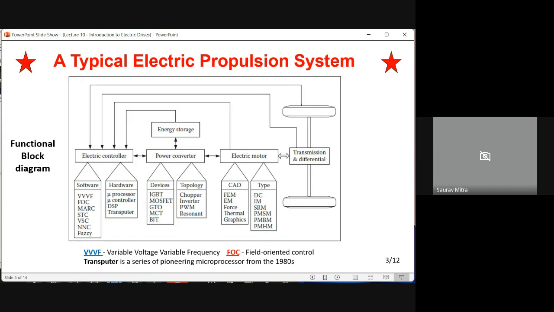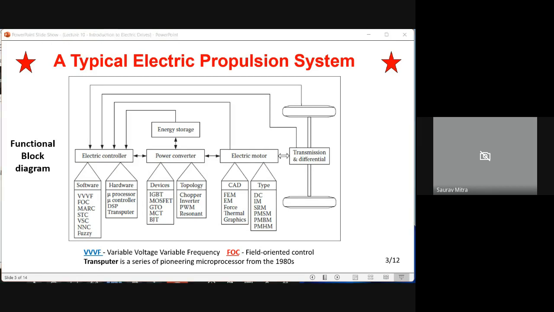We are using devices such as the MOSFET. The MOSFET has a gate terminal that is triggered, and for the triggering we have to generate another circuit. So a triggering circuit is there, triggering the MOSFET depending on our requirement. Then there is the IGBT, insulated gate bipolar transistor, GTO, BJT, MCT. Nowadays MOSFETs and IGBTs are used more. Okay. So whenever I'm talking about the electronic controller, it is software and hardware. Whenever I'm saying power converter, it is devices and topology.